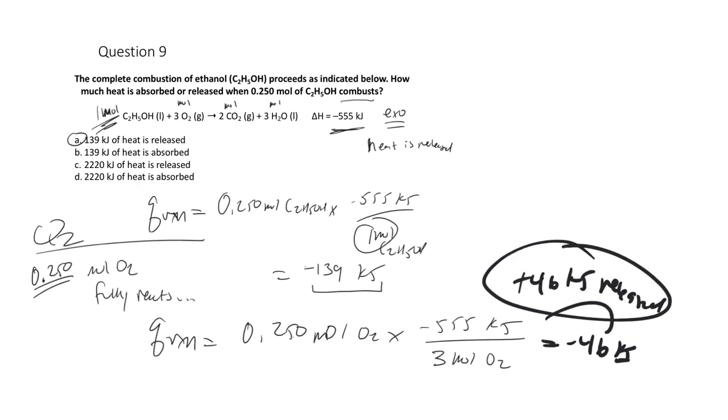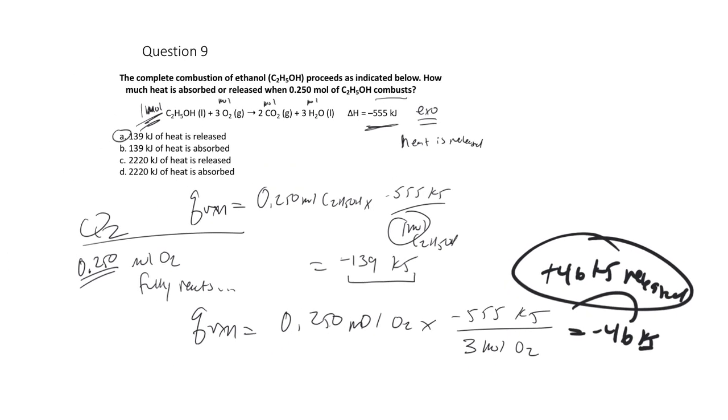So less heat's released when a quarter mole of O2 reacts because the coefficient of 3 in front of O2 in the reaction means less of the reaction is taking place.